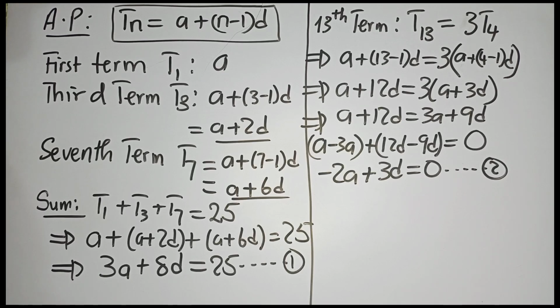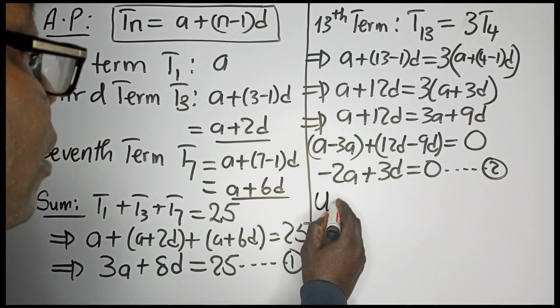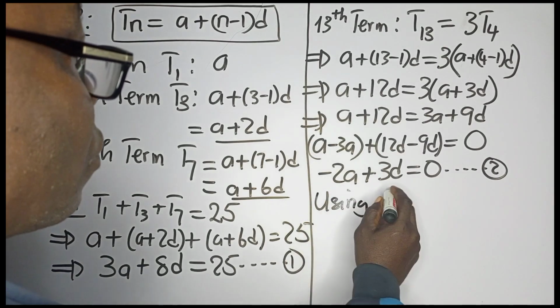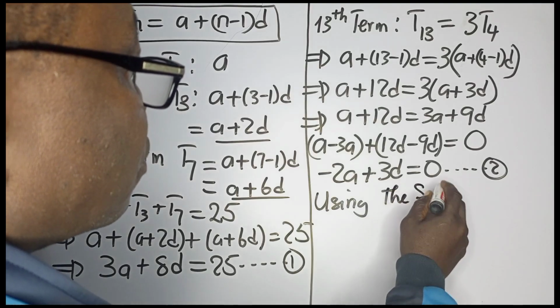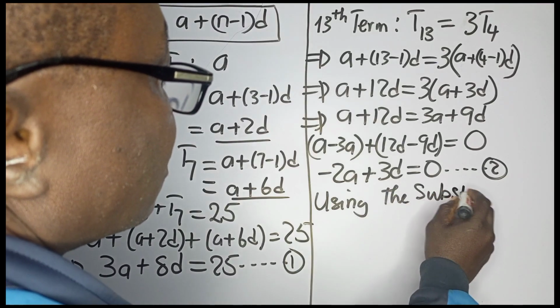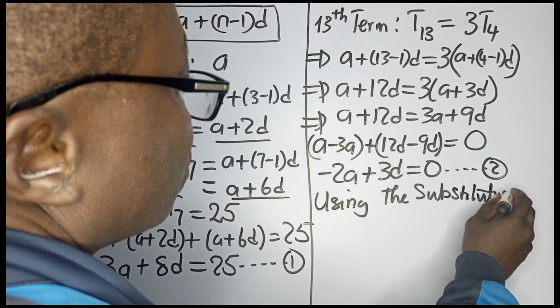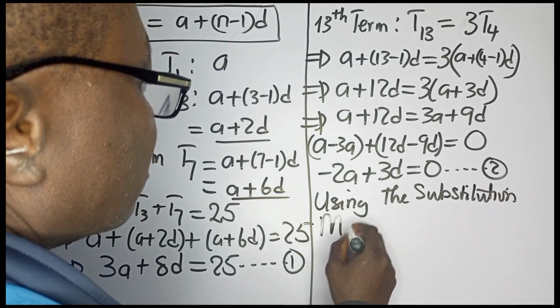All right. So we can use any of the methods of solving simultaneous linear equations. We can either use the elimination method, substitution method, matrix method, graphical method, whatever method. So let's use the substitution method, for example. I've chosen the substitution method.